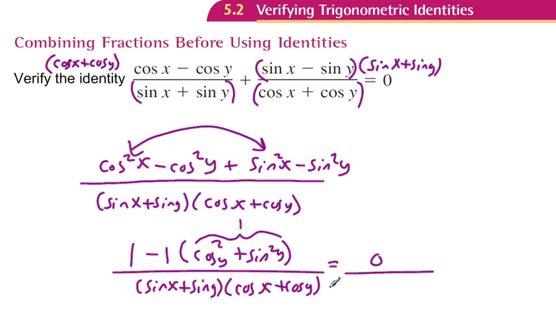0 over this whole thing. And what's 0 over any denominator? Well, that's going to be 0, and that's exactly what we were trying to verify. So a bit tricky there. You might want to rearrange these and see that, but basically we just used our Pythagorean identity twice, and we got 0.